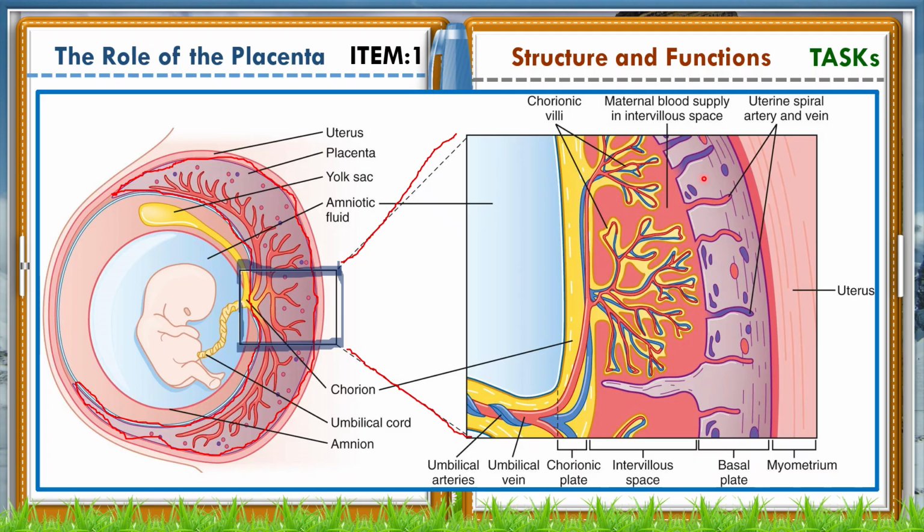And then on the other side, we have, of course, the uterine spiral arteries and veins that are taking blood into the mother and then removing blood or bringing blood into the intervillous space. And on the outside, we have our uterus, which makes the myometrium. So I hope now we have got a clear structure of the placenta. We can now move away from there.